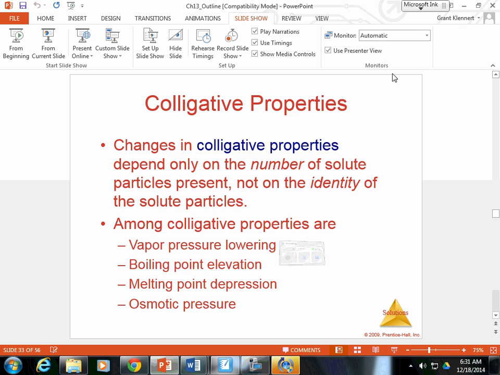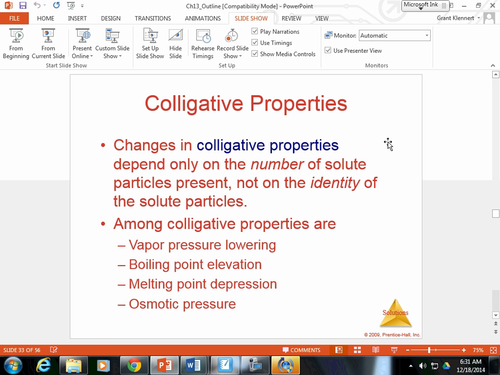All right, the last section in chapter 13, we're going to talk about colligative properties. And remember, colligative properties from last year, we've talked about the different types of colligative properties and how colligative properties work. So this is mostly going to be review, but let's go ahead and review it.